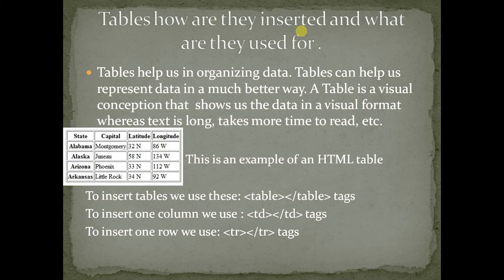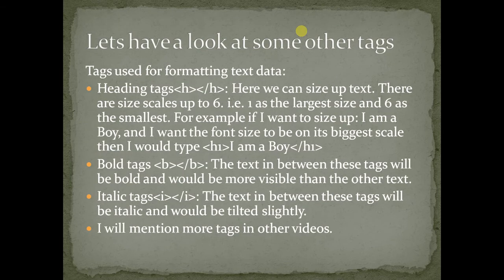This is an example of an HTML table. To insert tables, we use these table tags. To insert one column, we use TD tags. And to insert a row, we use TR tags. Let's have a look at some other tags. Tags used for formatting text data: heading tags, bold tags, and italic tags.